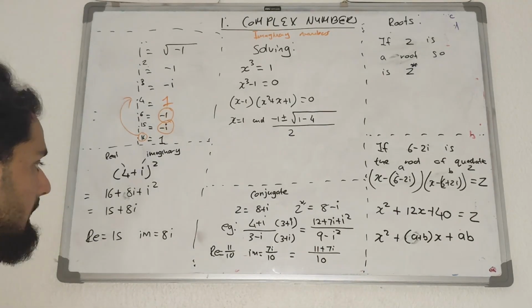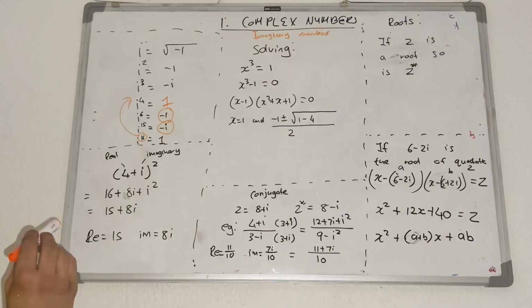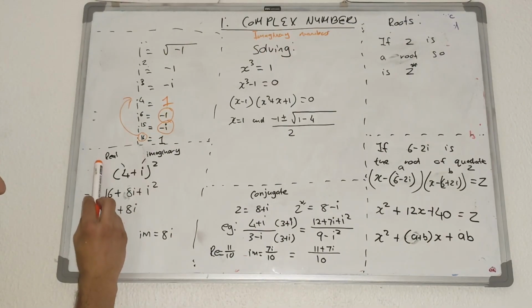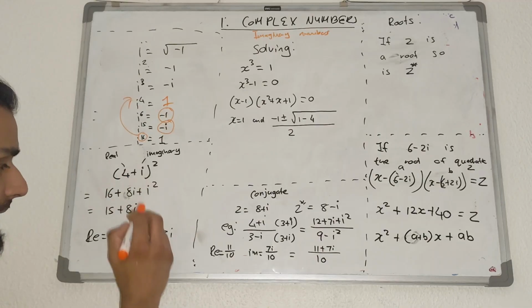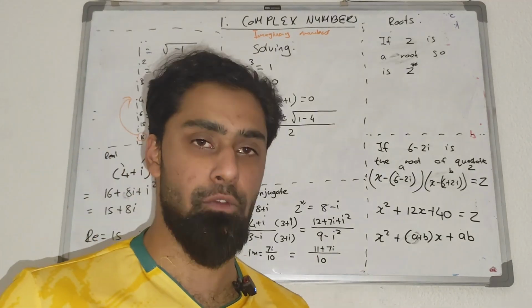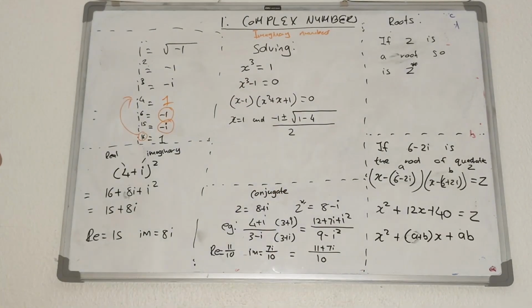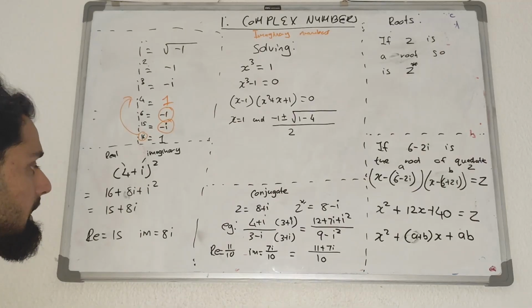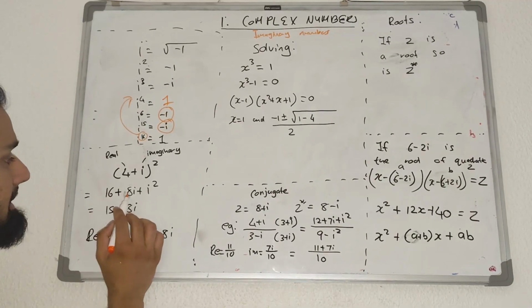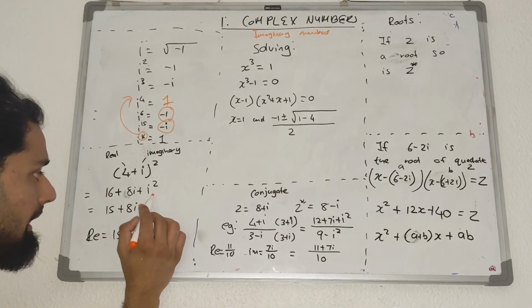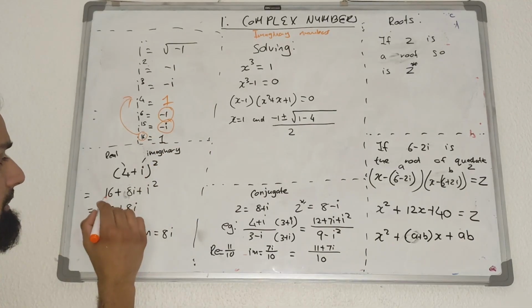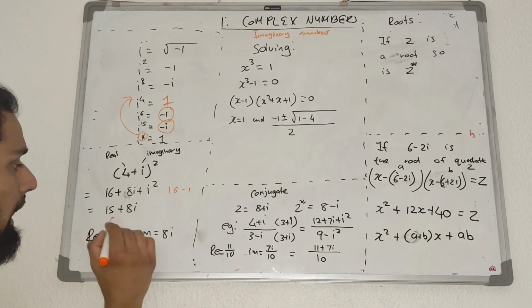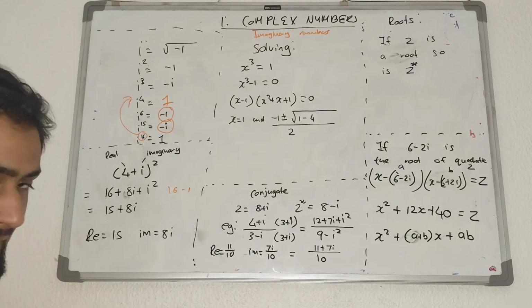Now, let's move very quickly to how we write numbers in a real and imaginary form. So here I have (4 + i) squared, where i is the square root of -1. When I expand this, I get 16 + 8i + i squared. And we know from here that i squared is just going to be -1. So it becomes 16 - 1, which gives me 15 + 8i.